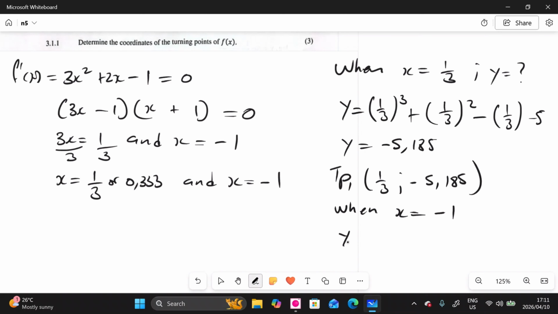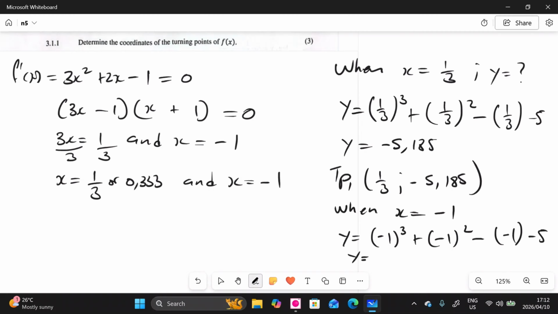So we can say y is equaling to, we have x cubed, the first term. Instead of writing x, we're going to write negative 1 cubed, plus we have x squared. Now we're going to write negative 1 then squared, minus x. Instead of writing x, we're going to write negative 1, minus 5.